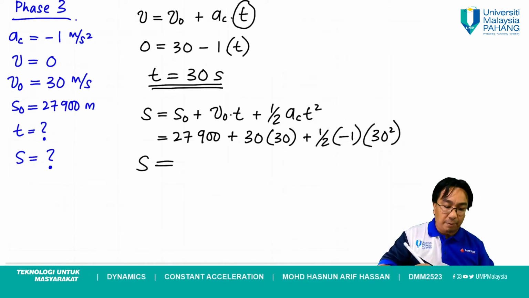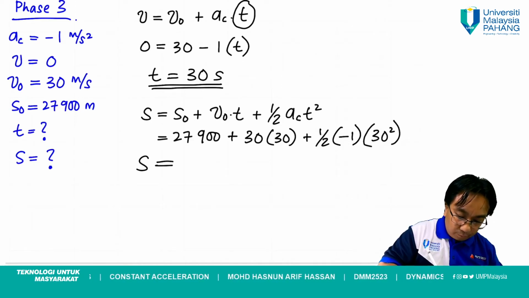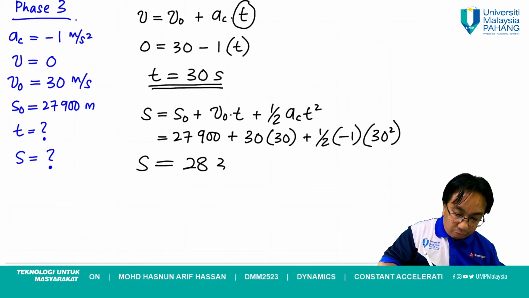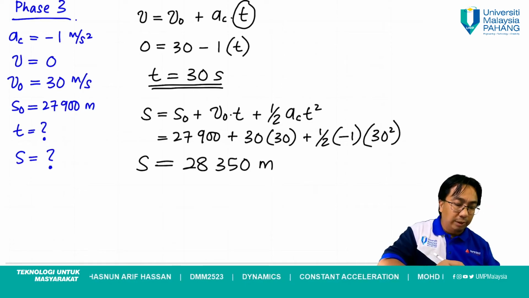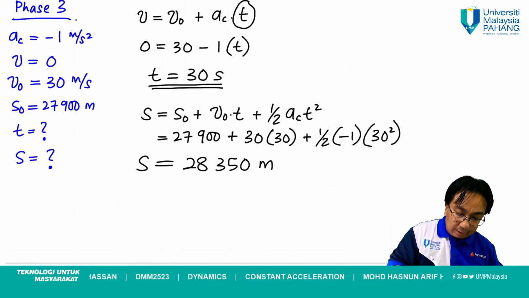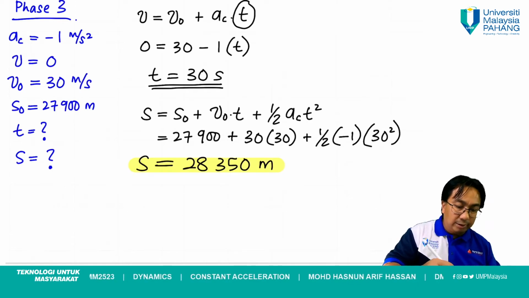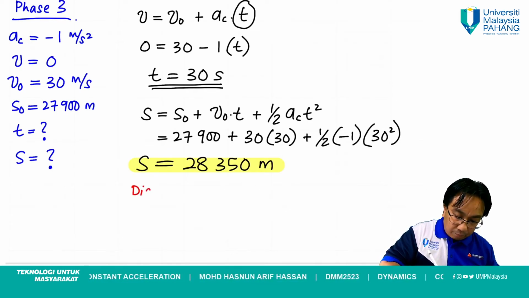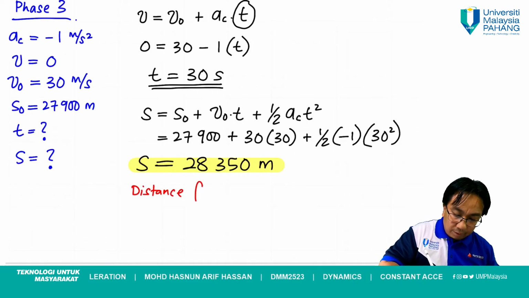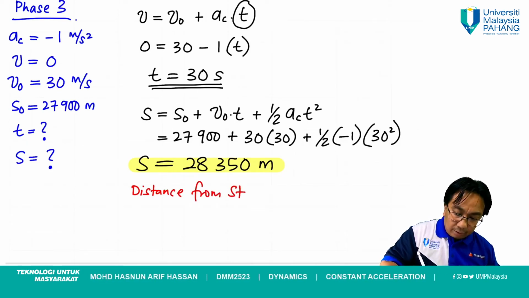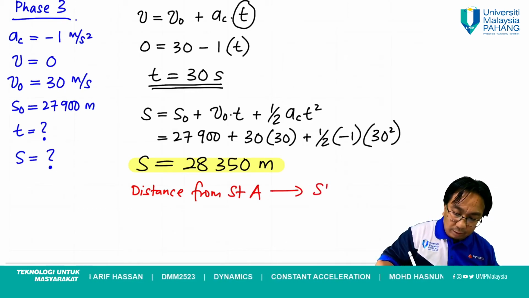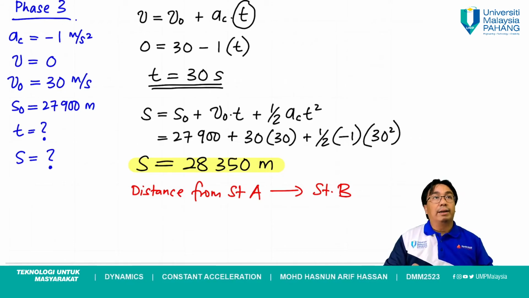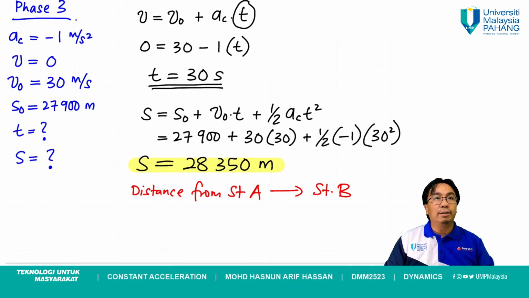Betul lah? Semua boleh dapat jawapan yang sama dengan saya? 28,350 meter. So, inilah merupakan distance di antara station A ke station B. So, this is the distance from station A to station B. Okay? Ada soalan? Any question on this topic?